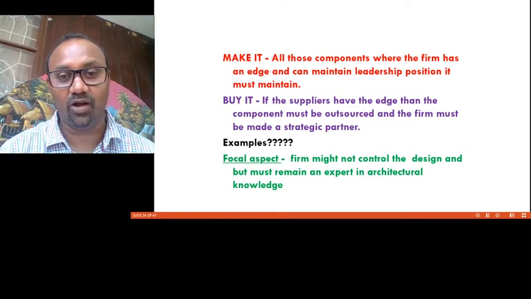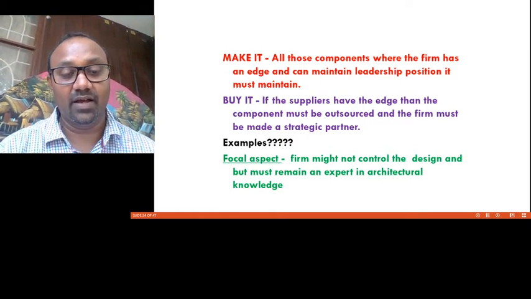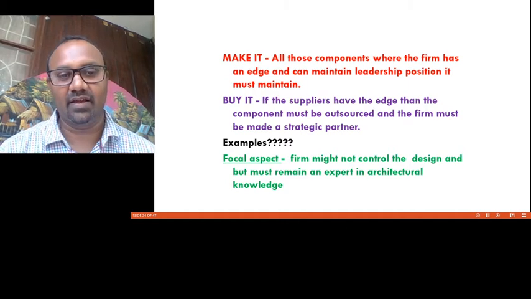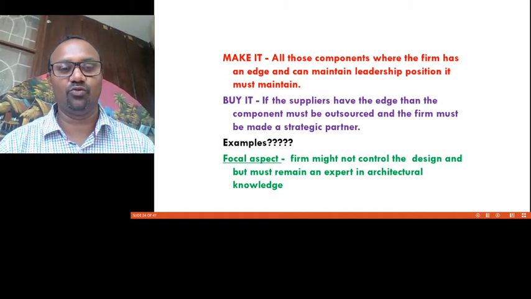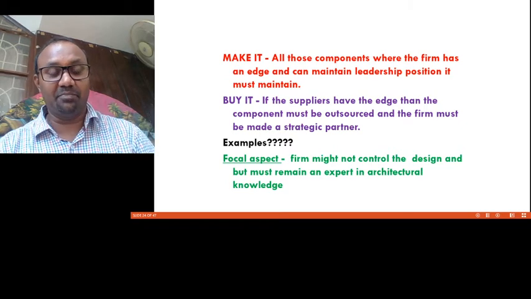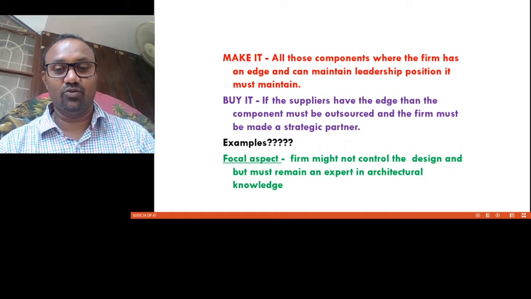You will buy it or outsource it if the suppliers have an edge over the component, and they are best in class, and they are able to give you the best advantage, and they right now have a cost advantage. So if you feel that your vendors are in a much more superior position compared to you, and they have the competitive advantage, then that's when you can decide to outsource.